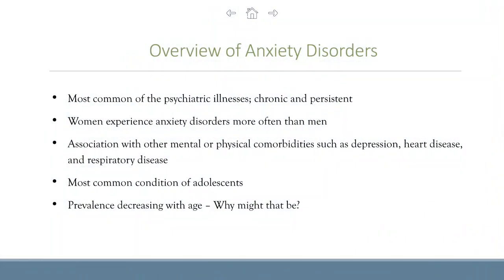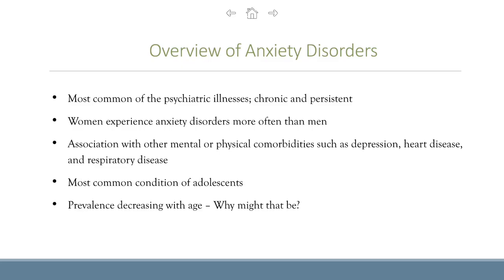So let's talk about an overview of anxiety disorders. This is the most common psychiatric illness. It's chronic and it is persistent. Women experience anxiety disorders more often than men do, and it's often in association with other mental and physical comorbidities such as depression, heart disease, sometimes respiratory disease, many of these things that can cause anxiety. It's the most common condition in adolescence, and its prevalence actually decreases with age. So as people get older, their anxiety levels decrease.